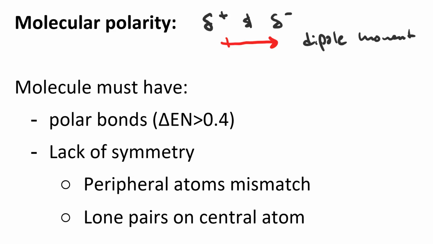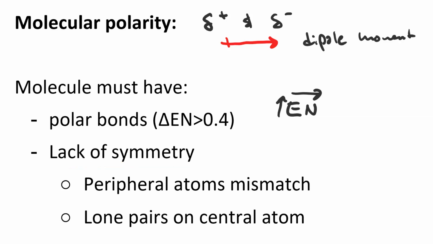There are two conditions that a molecule must meet in order to be polar. One is that the molecule must have polar bonds with a difference in electronegativity greater than 0.4. So, CH bonds are not polar, but NH bonds are. CO bonds are polar. Remember the trend in electronegativity. It increases as you go up and to the right on the periodic table. But polar bonds alone are not enough. In order to be polar, the molecule also has to have a lack of symmetry.